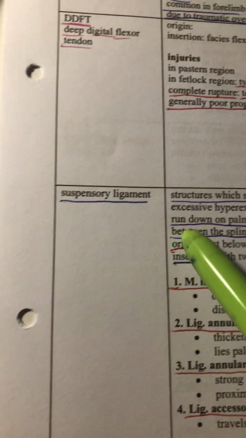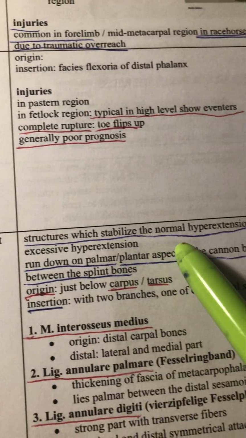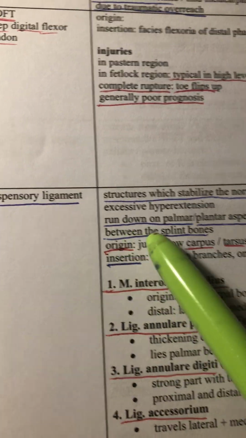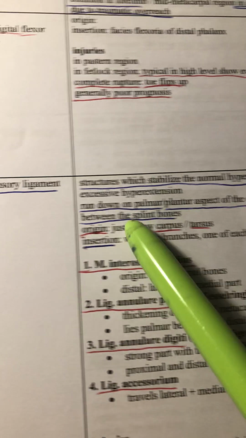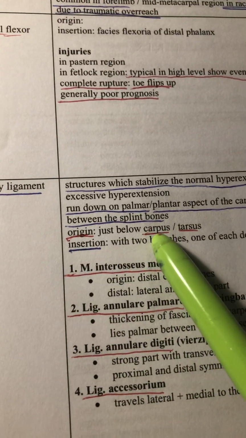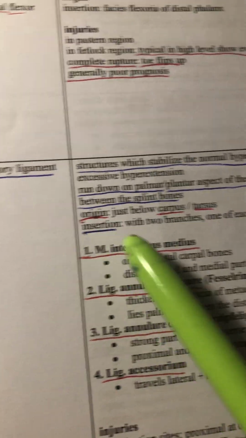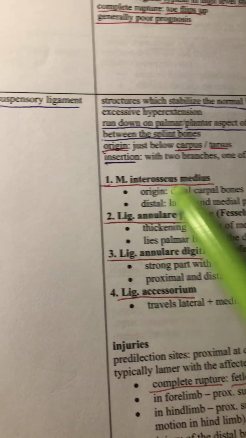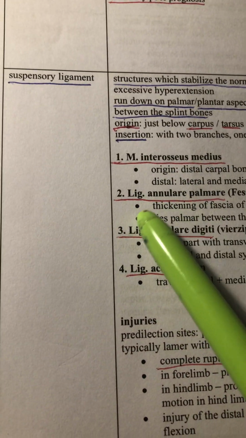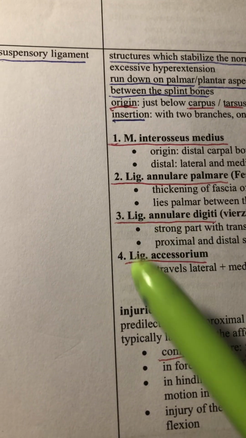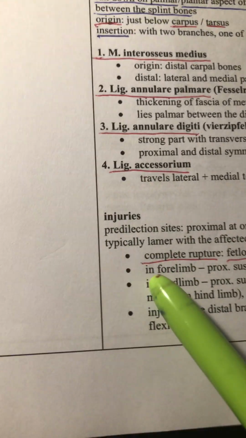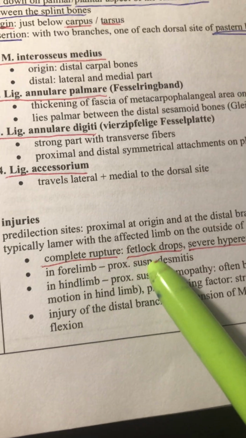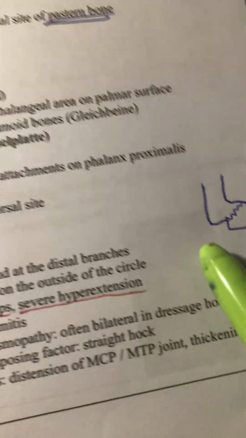The suspensory ligament. These are structures which stabilize normal hyperextension of the fetlock. It runs down the palmar or plantar aspect of the cannon bone between the splints. It originates at the carpus or the tarsus, and it inserts on the pastern bone. And then you have the interosseous muscle, the palmar annular ligament, the digital annular ligament, and the accessory ligament. And in incomplete rupture, the fetlock drops, and there's severe hyperextension, as seen here.